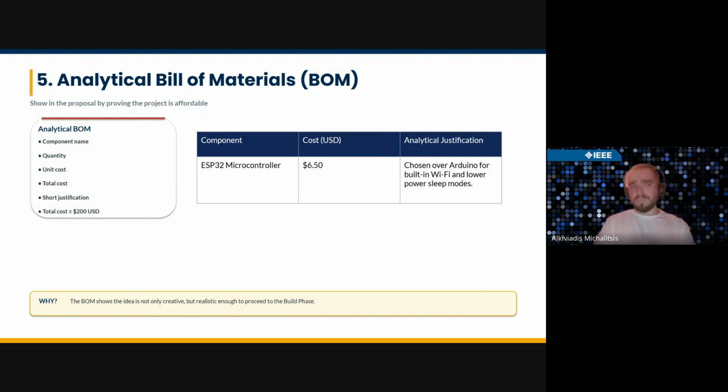So, for example, in the analytical bill of materials, you will need to add the component name, quantity, and the unit cost, how much each of these components costs. One Arduino costs $28, two cost $56, and so on. The total cost of all the implementation, microcontrollers, sensors, actuators, wires, PCB, solder for the connections, all of this should be included in the bill of materials.